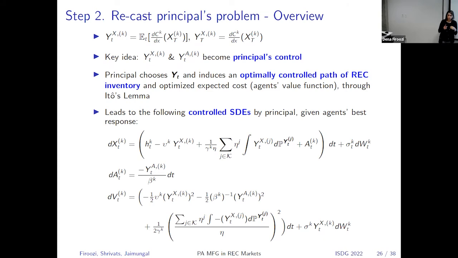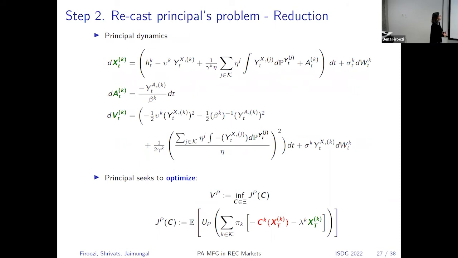And if we follow all the changes that the change in these processes makes in the system, we can identify the corresponding state components, which are listed here. So for the principal, if we assume that Yx and Ya are its control actions, these are the corresponding state processes. The first one is just the rate of inventory for a representative firm. The second one is the generation capacity fraction for the representative firm, and this is the value process of a representative agent. So this at each point in time gives us the optimized expected cost to go from the current time until the end of the compliance period. And we can obtain this SDE by using the HJB equation and also Itô's lemma. Okay, so these are the state processes of the principal.